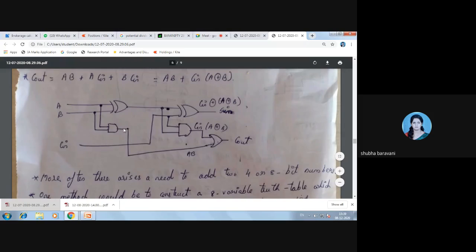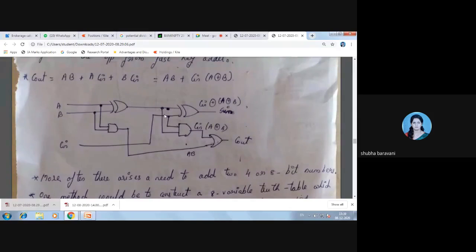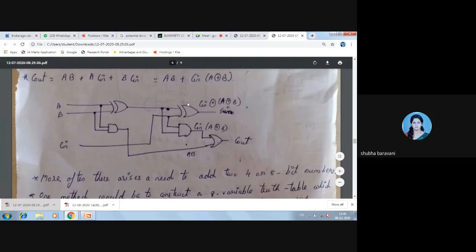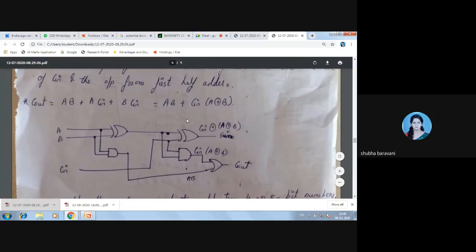See, from here what is the output? A dot B. Okay, A dot B is coming here, and from here I am getting A XOR B and C in. So here it is C in dot A XOR B, and here is my AB. So your C out would be AB. Here I have written, see here, C out would be AB plus C in dot A XOR B.